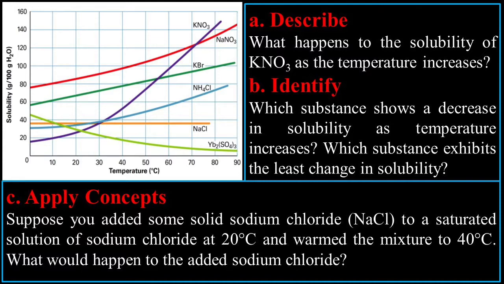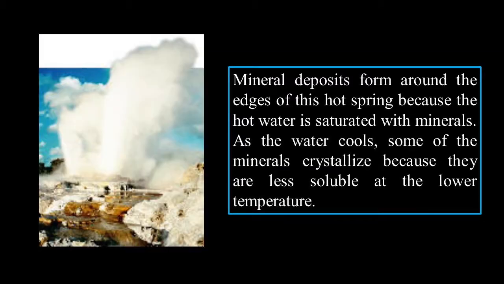A, describe what happens to the solubility of potassium nitrate as the temperature increases. It's going to increase. B, which substance shows a decrease in the solubility as temperature increases? Which substance exhibits the least change in solubility? And C, suppose you added some sodium chloride to a saturated solution of sodium chloride at 20 degrees Celsius and warmed the mixture to 40 degrees Celsius. What would happen to the added sodium chloride?